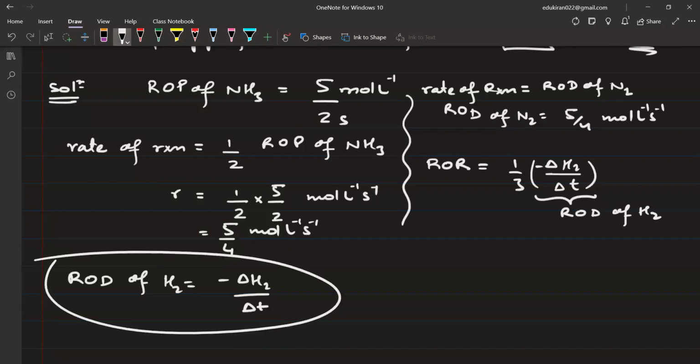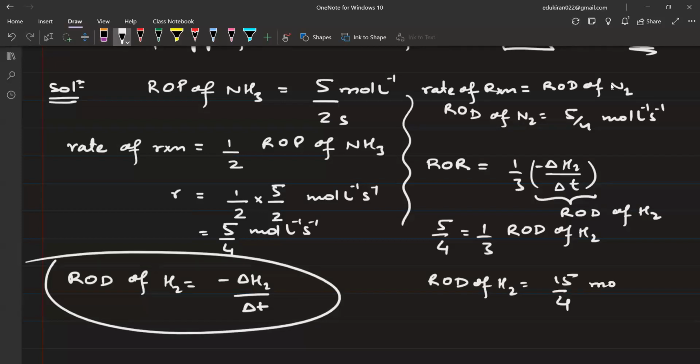You have to start to see things. Can you see that? Yes, sir. So we know the rate of reaction is 5 by 4. So I will write 5 by 4. It is equal to 1 by 3 into ROD of H2. So ROD of H2 will be equal to 15 by 4 moles per liter per second.